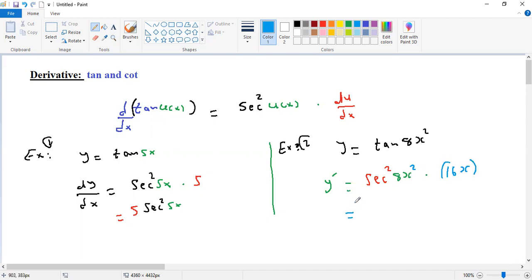So again, we have to write first 16x and then secant squared of 8x squared. Again, tan u, secant squared u. Tan u, this is the u. Secant squared u, multiplied by the derivative of 8x squared. So we have to write 16x before secant. Okay, another example.